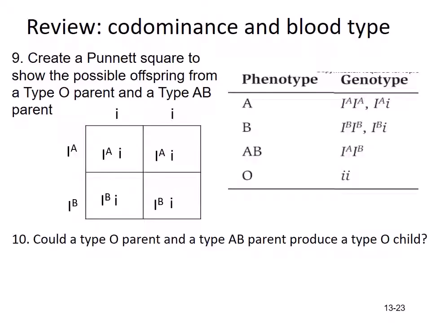So then number 10, is it possible for a type O parent and a type AB parent to produce a type O child? No, not really, because they can only produce big IA, little i, and big IB, little i. So there you go.